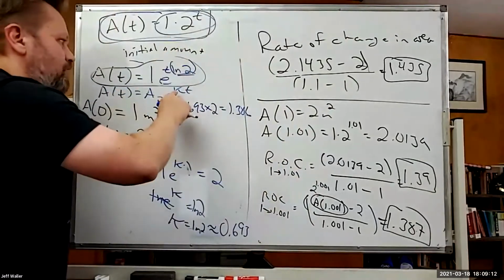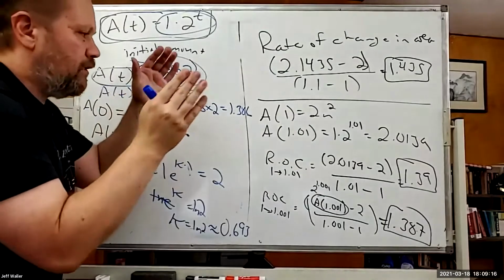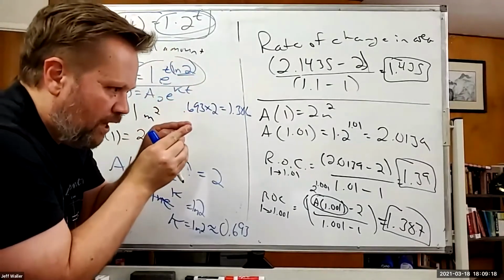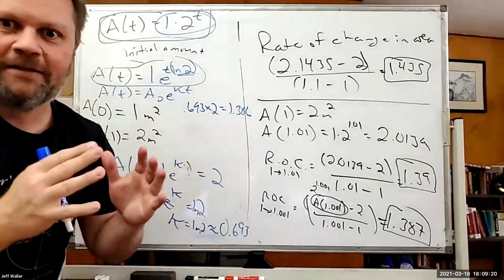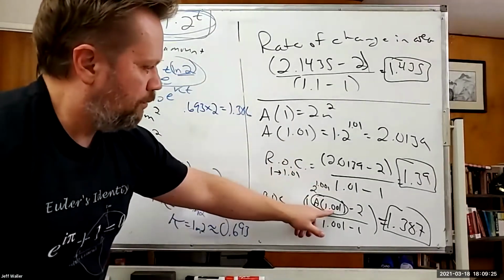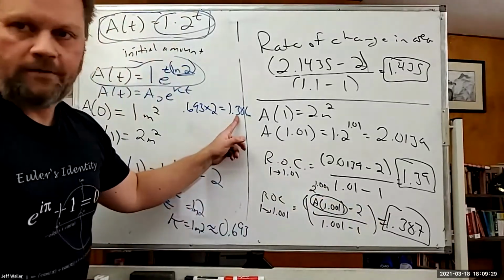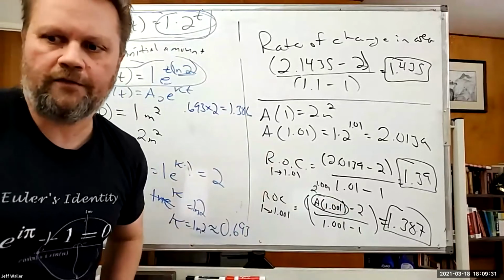K is the percentage it increases at the smallest possible chopping down of time. It's so flipping cool. And look, we only chopped it down to 1.001, and we still got really close to what it would be. So you don't have to go that far.